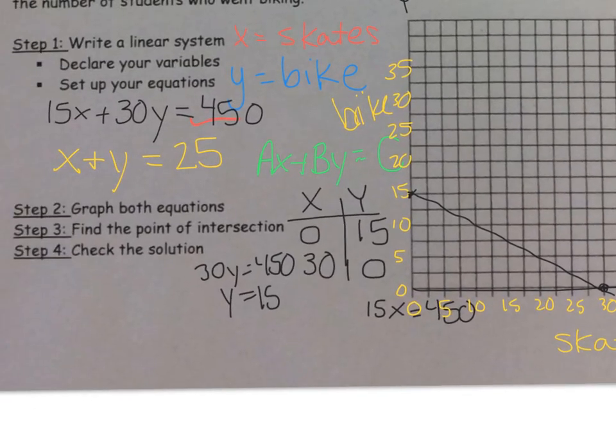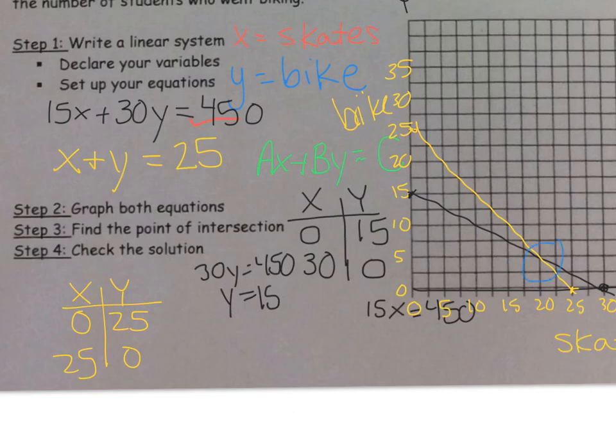Let's graph that yellow equation. Again, I'm going to make a teeny tiny table, but I can see for both of these that when x is 0, y is 25, and when y is 0, x is 25. So I'm going to put those on there: 0, 25 and 25, 0. It looks like it's going straight through. Hello, I see an intersection point.